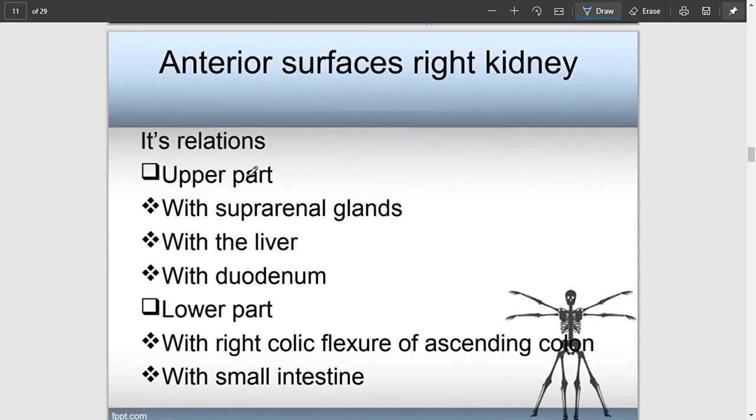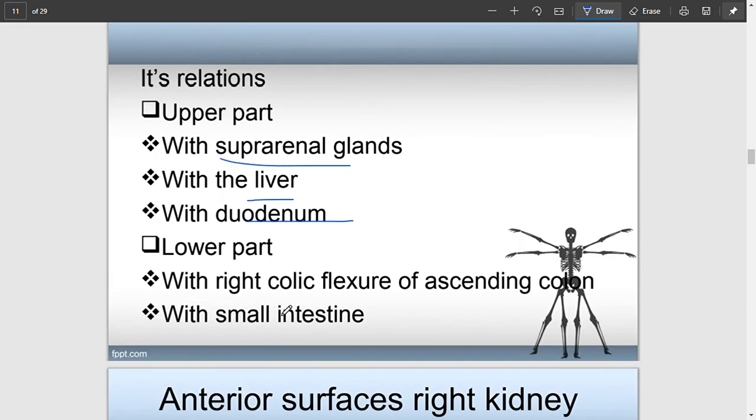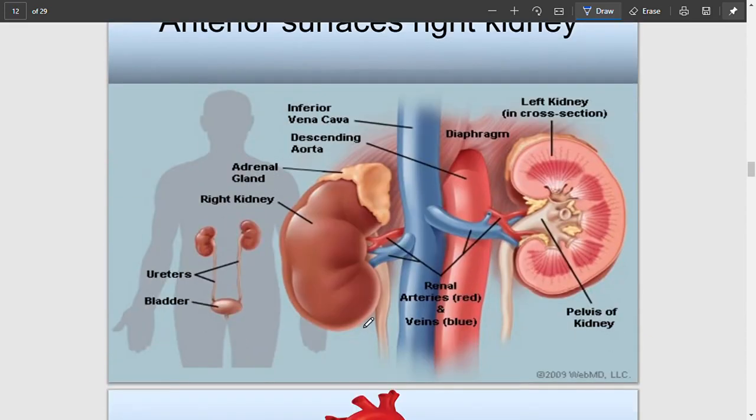Okay, so the anterior surface of the right kidney: its upper part forms a relation with the suprarenal gland, of course, and with the liver and the duodenum. I'll show you right on. The lower part is with the colic flexure of the ascending colon and the small intestine. I'll show you.